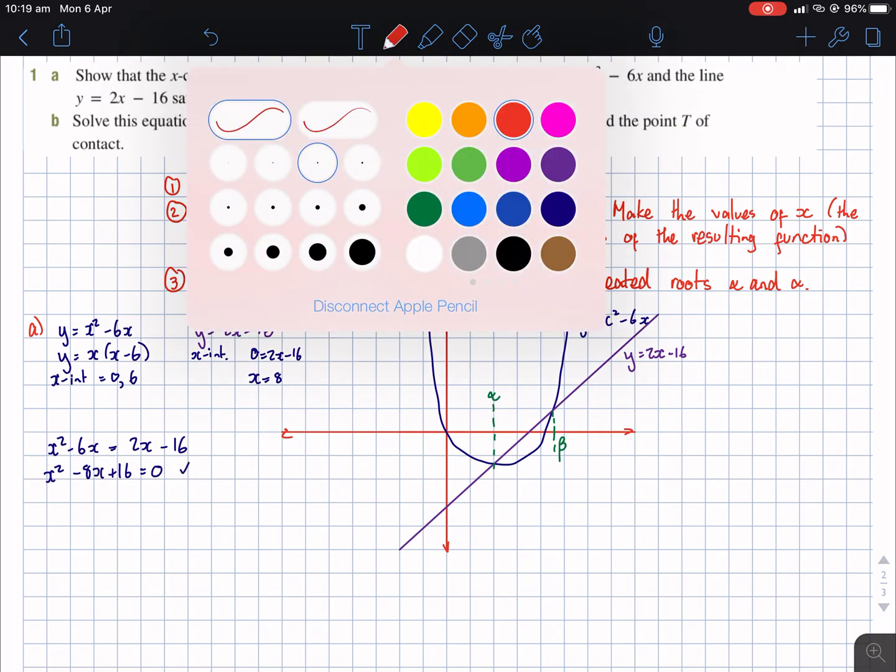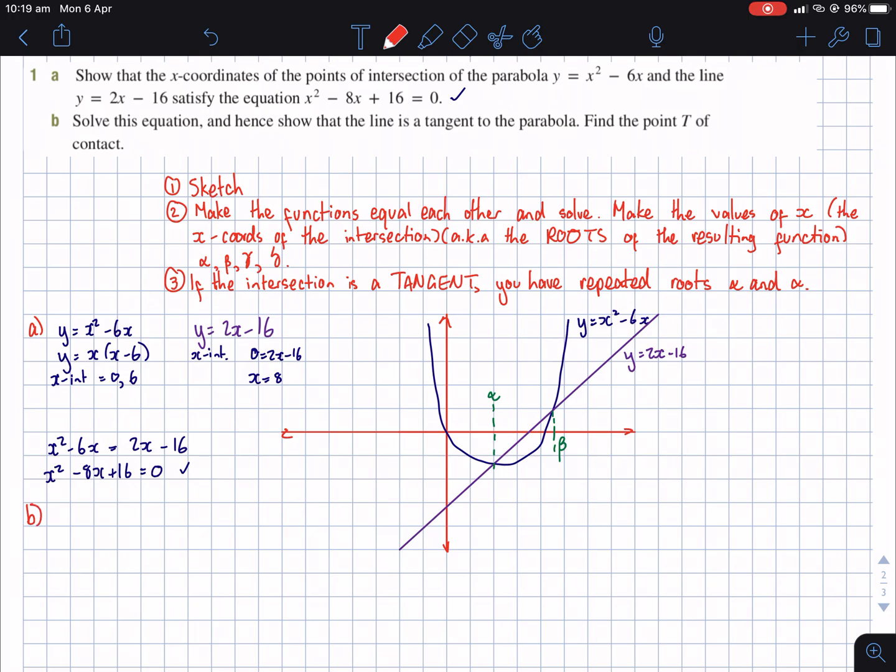Okay, for 1b, they actually want me to solve this equation. So I've got x squared take 8x plus 16 equals 0. You could put this straight into your quadratic formula, or you could factorize. So what two numbers multiply together to give positive 16 and add to give negative 8? Well, x take 4 and x take 4. So x equals positive 4, repeated.